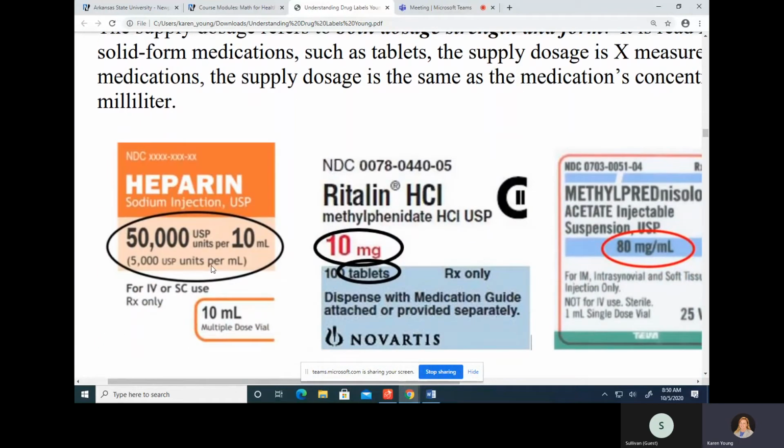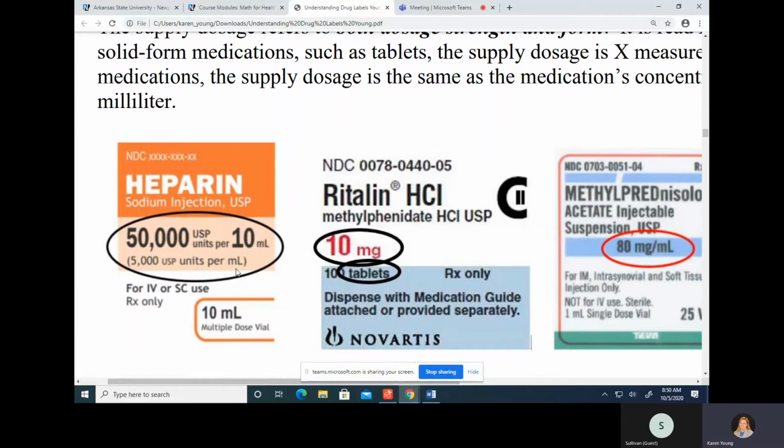But down here, it can be a little bit different because if these have to be reconstituted, if you have to add water. But remember, your supply dosage is always the dosage strength and the form that it's in. And the form being milliliters or tablets. Because if it's any kind of oral solution, injection, it's always going to be a liquid. When you give it, it will be in liquid form and it'll be milliliters. So my heparin injection is 50,000 units per 10 milliliters. Well, if you look right under it, it says 5,000 units per milliliter.